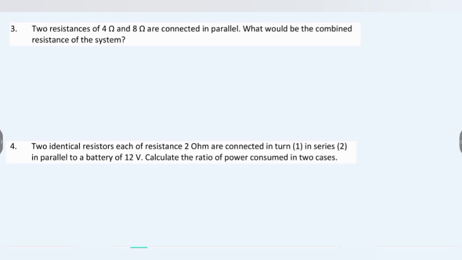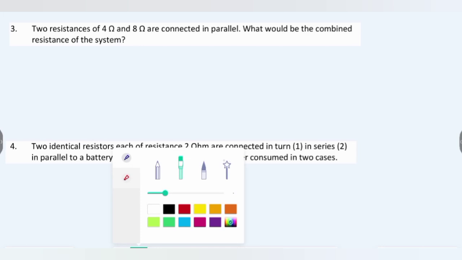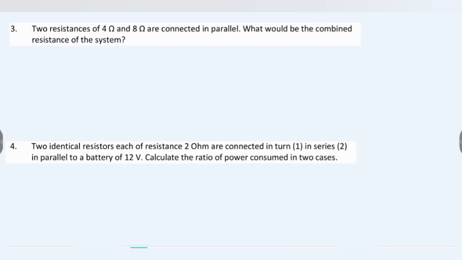Two resistances of 4 ohms and 8 ohms are connected in parallel. What would be the combined resistance of the system? So here we have to use the formula: whenever resistors are connected in parallel, the formula is 1 by R is equal to 1 by R1 plus 1 by R2.